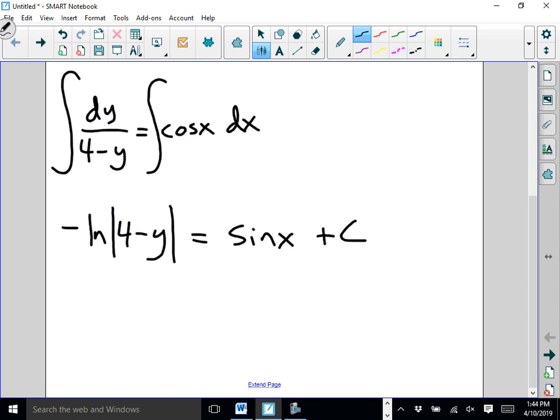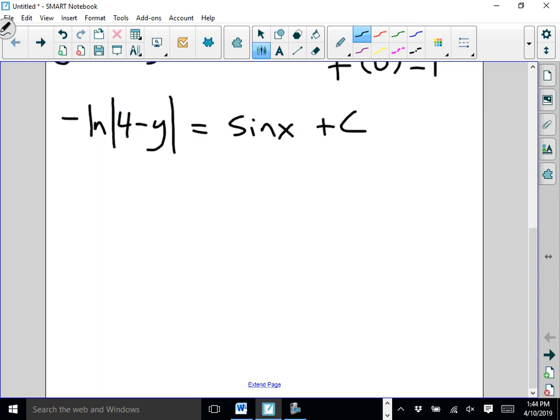Okay. So you're going to get a point for each of those antiderivatives done correctly. Now we have to plug in the point f of 0 equals 1. So everywhere I see an x, I'm plugging in a 0. Everywhere I see a y, I'm plugging in the number 1. So I have negative ln absolute value 4 minus 1 equals sine of 0 plus c. Okay? 4 minus 1 is 3.